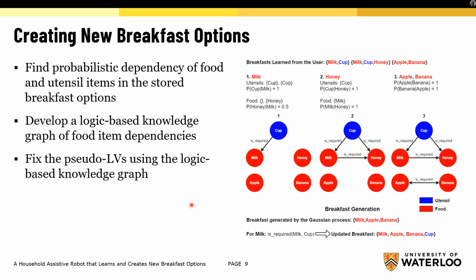To deal with invalid pseudo-latent variables, we learn a logic-based knowledge graph from the data stored in the episodic memory. This graph essentially is a probabilistic dependency of food and utensil items with each other. For example, if these were the breakfast options stored in episodic memory, we could learn this knowledge graph and realize that milk requires cup. Then when an invalid breakfast option is generated, we could fix it by adding cup into this breakfast option.